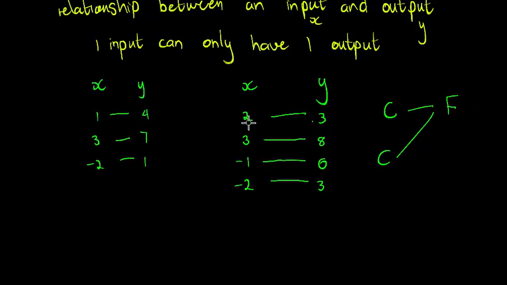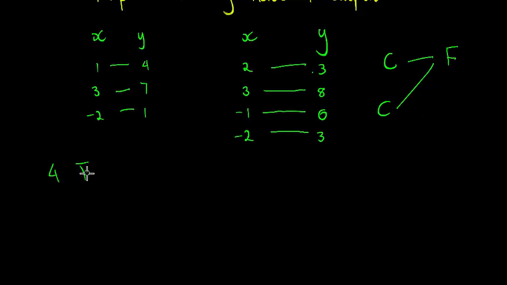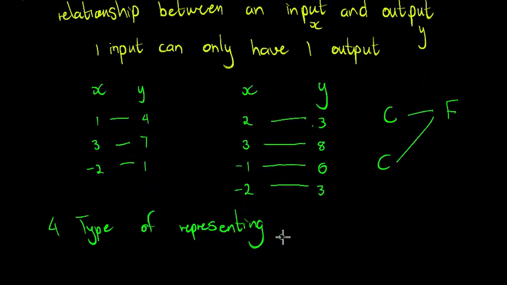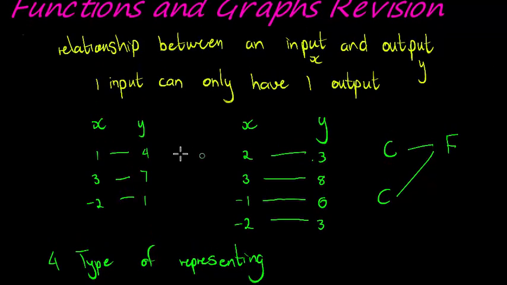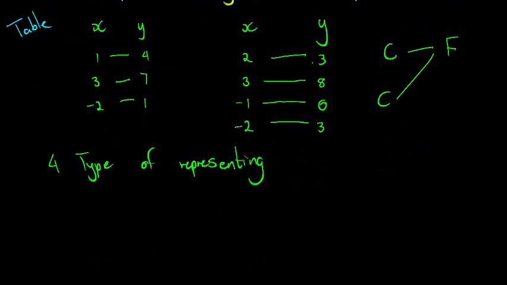Okay, so the next thing is that we get four types of representations. What I mean by that is this relationship can be represented either by a table, and that's what we have here. These are two tables describing two different relationships. Okay, so a table, or let's say a formula. So a formula can also represent the relationship.